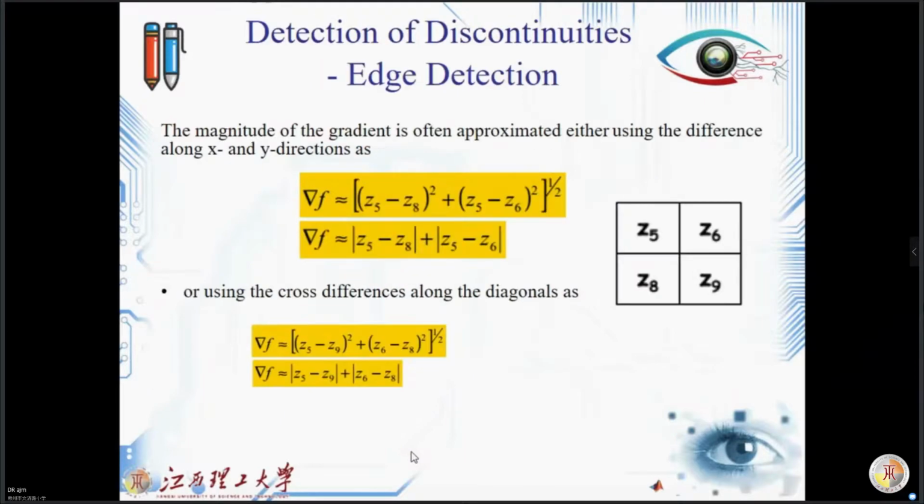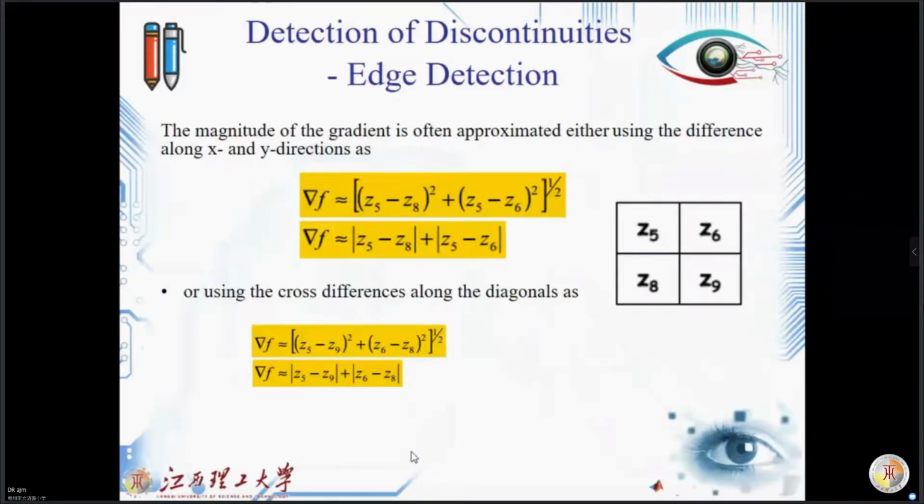Then the magnitude of the gradient is often approximated using the difference along the x and y directions, as we can show here. Suppose you have a 2 by 2 matrix with elements Z5, Z6, Z8, and Z9. The magnitude can be, for example, the subtraction between Z5 and Z8 in the x direction, and in the y direction, Z5 minus Z6.